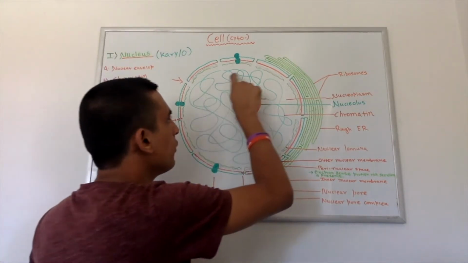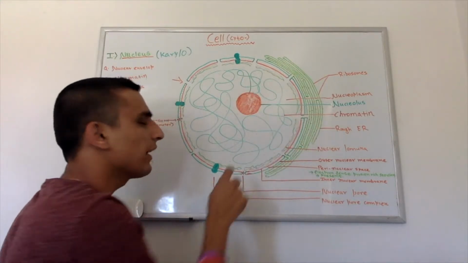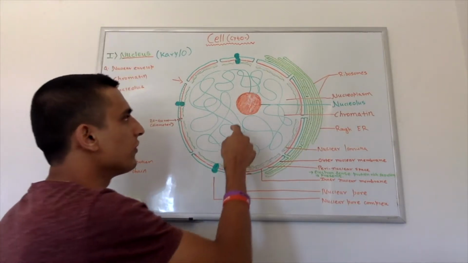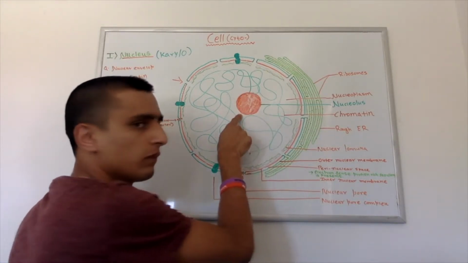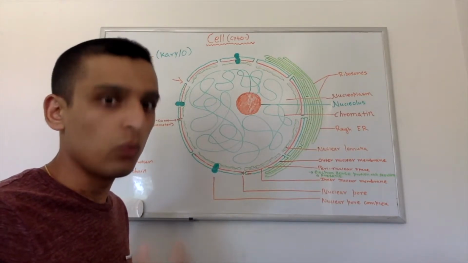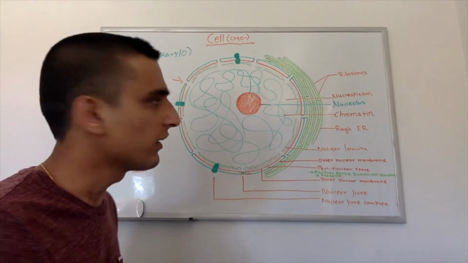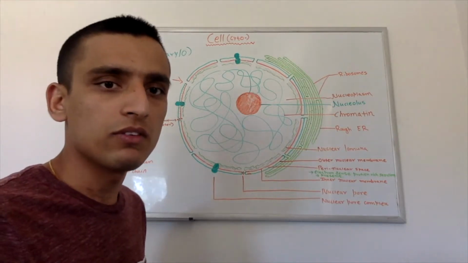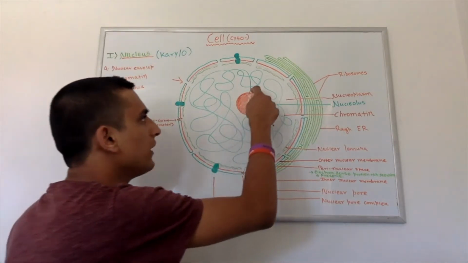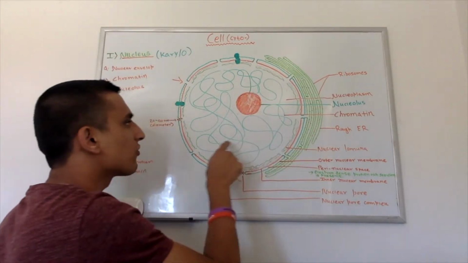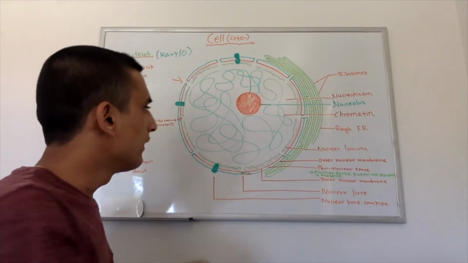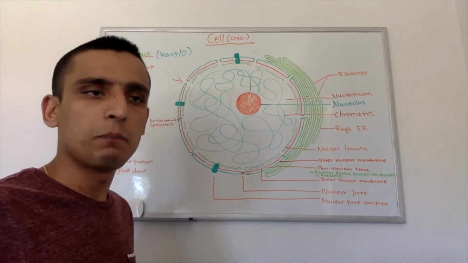Now, in the nucleoplasm, there are basically two structures which are very important. The nucleolus, right here in the middle, is round in shape. Usually, each nucleus has one nucleolus, but you may have more than one depending on the type of cell. And from the nucleolus, there is one structure you can see, which is a thread-like structure. That is called chromatin.